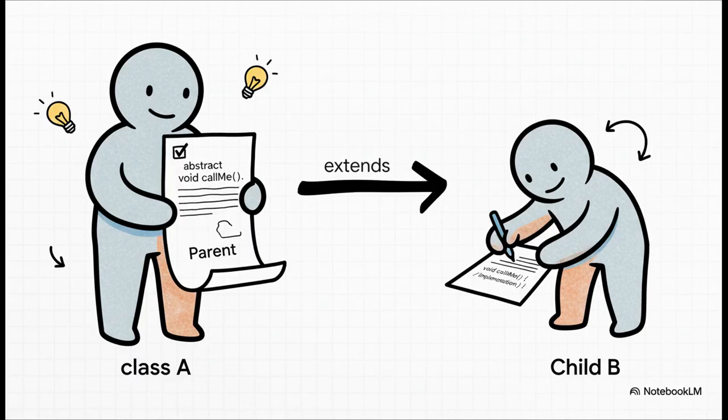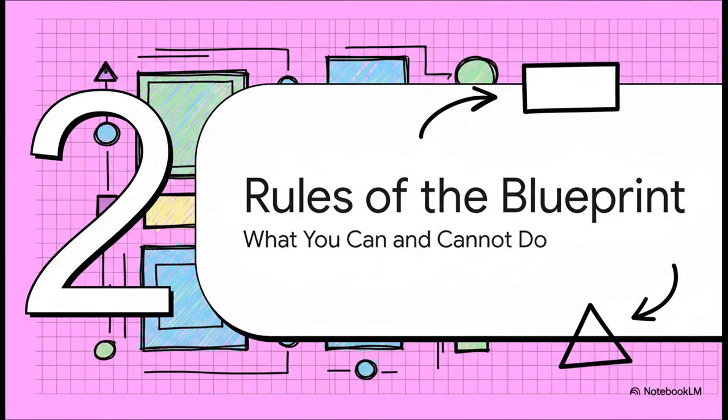So let's just quickly break down why this is so cool. Class A is the blueprint, and it's not finished. It lays down a rule, the abstract void callMe method. It's a command. Then class B comes along and says, okay, I'll follow that rule, and it provides the actual code. This whole idea has a really cool name, subclass responsibility. The parent sets the what needs to be done, and the child, the subclass, is responsible for how it actually gets done.